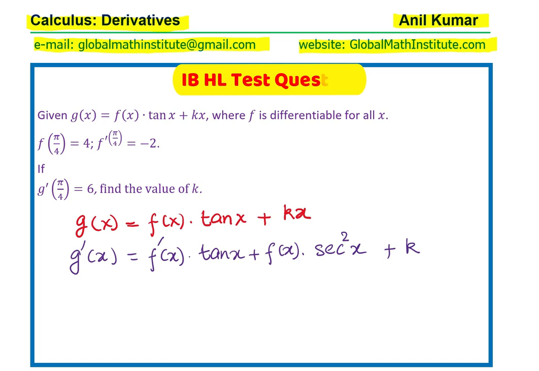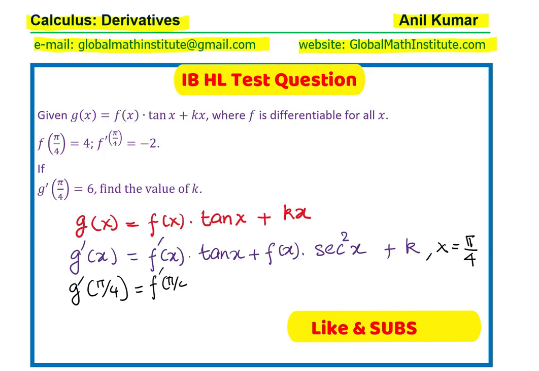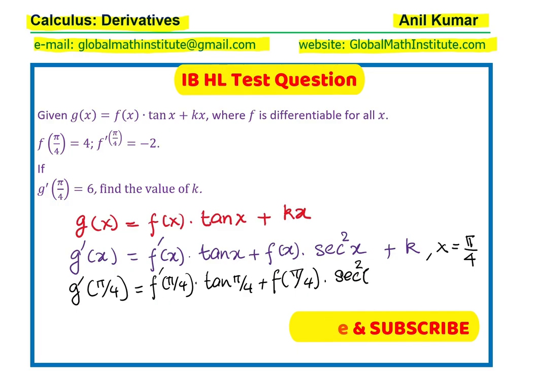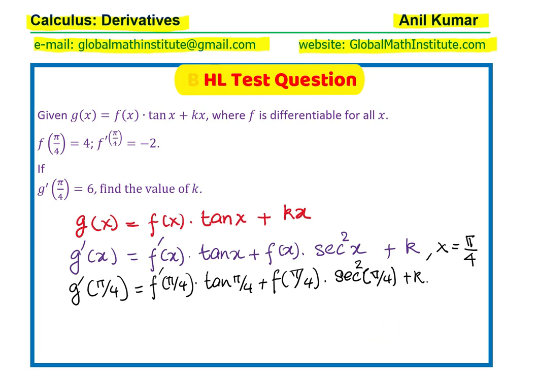G prime of x, and we are working at x equals pi by 4, right? So let me write down g prime of pi by 4 will be f prime of pi by 4 tan of pi by 4 plus f of pi by 4 times secant square of pi by 4, plus k. Correct. So we can substitute the values and calculate.